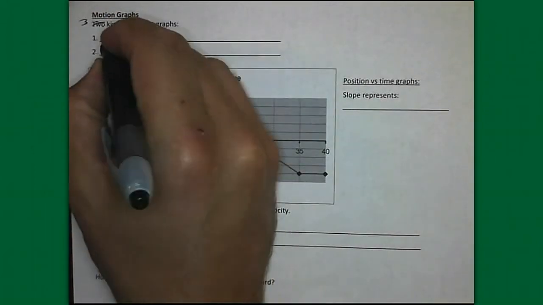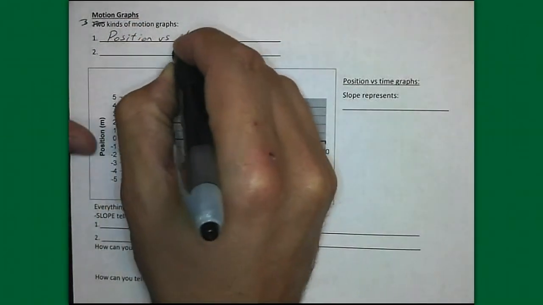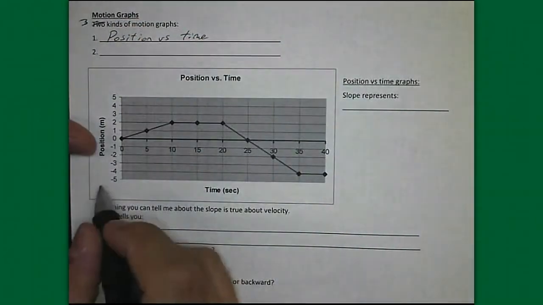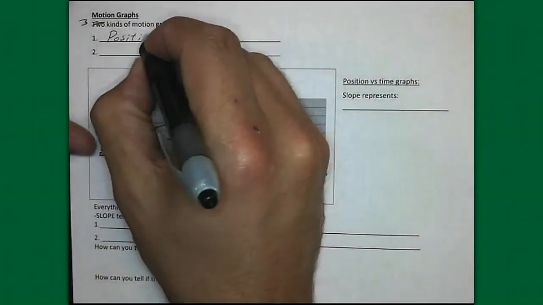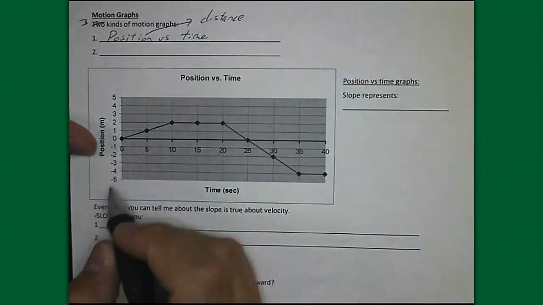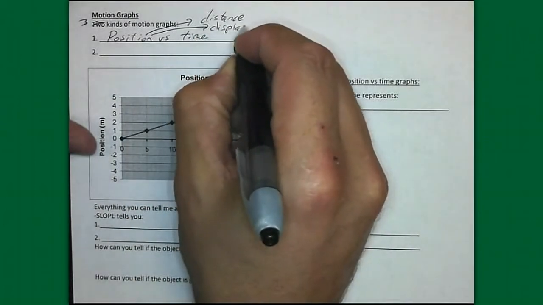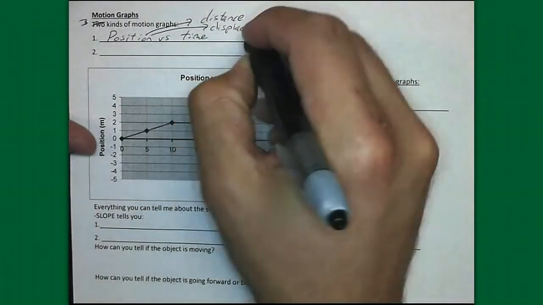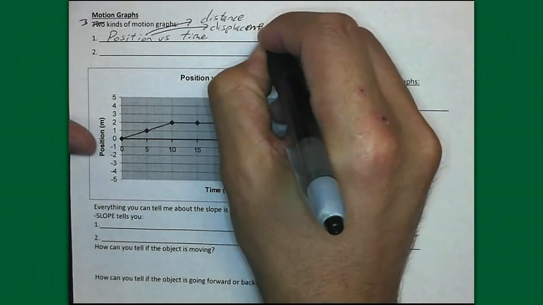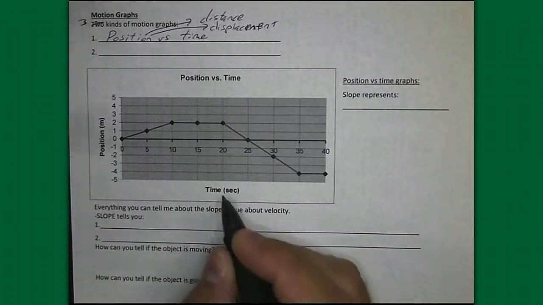The first one is called a position versus time graph. And when we say position versus time, you might also see distance versus time. You could also see displacement versus time. All those 3 are the same type of graph, so you might see any of them, and you need to know that they're all the same thing.